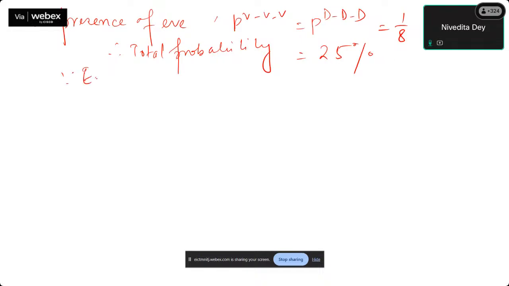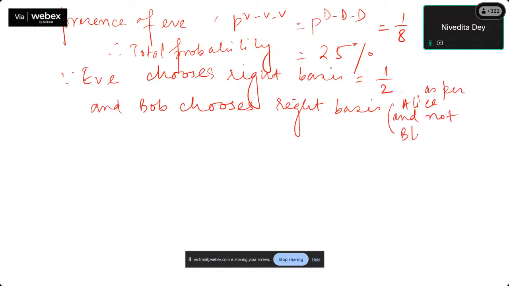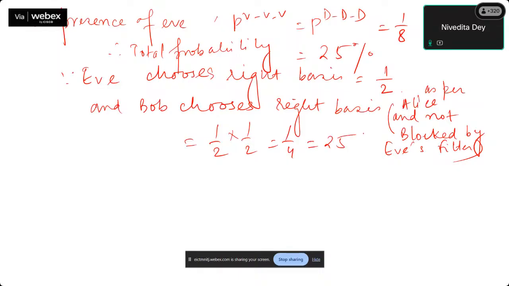And why is this the case? Because Eve, the intruder, can choose the right basis half the time, and Bob chooses the right basis, and it is the same as Alice's and not blocked by Eve's filter. It's basically this probability times half, which is 1 by 4, that is 25%.